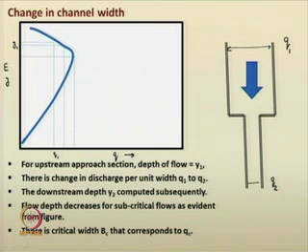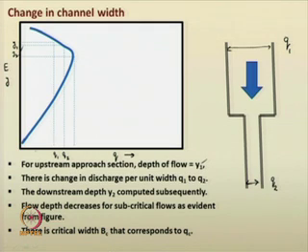In this case, there is a change in the discharge per unit width from q1 to q2. If this discharge per unit width gets changed, q2 is naturally higher than q1. So, the corresponding depth of flow is y2. Let us assume that for this situation.